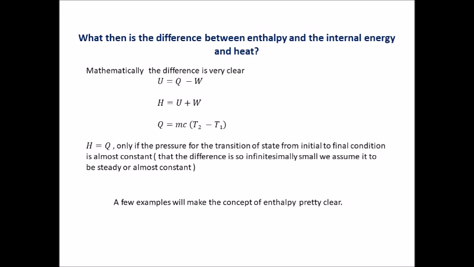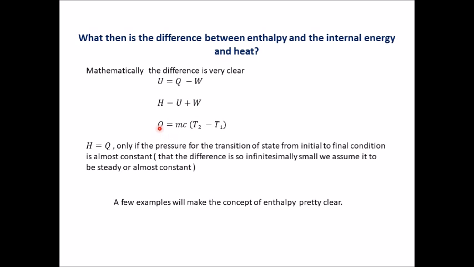What then is the difference between enthalpy and the internal energy and heat? Mathematically, we know that U, internal energy, is equal to Q minus W, where Q is the amount of heat exchanged between system and surrounding. W is the work done by the system on the surrounding or the surrounding on the system. H is the enthalpy. It is equal to U plus W, that is internal energy plus the work done.